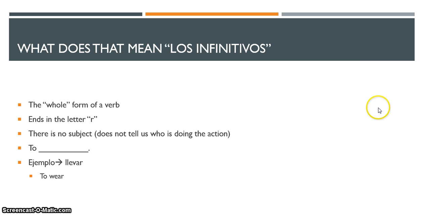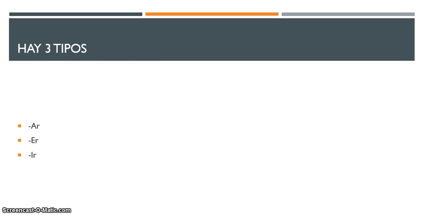Por ejemplo, llevar significa to wear. So we don't know who's doing the action here in this case. Hay tres tipos de infinitivos: verbos de AR, ER y IR.